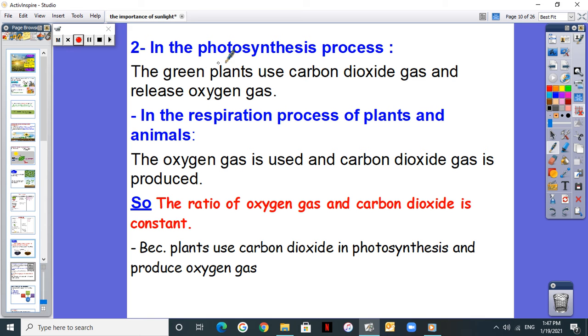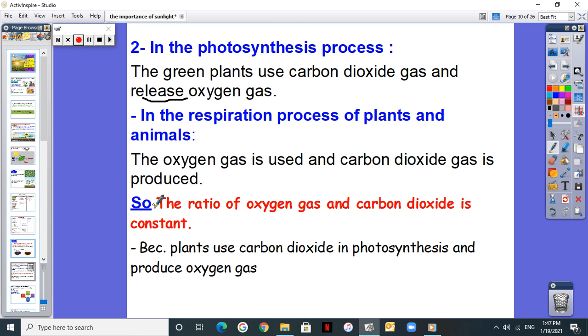In the photosynthesis process, the green plants use what? They use carbon dioxide gas and release oxygen. But in the respiration process of plants and animals, oxygen gas is used and carbon dioxide is produced. So photosynthesis is the opposite of respiration. Here plants use carbon dioxide and release oxygen. In respiration, plants, animals and humans use oxygen and produce carbon dioxide.